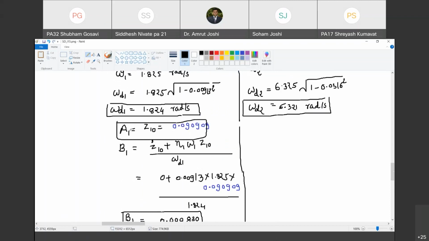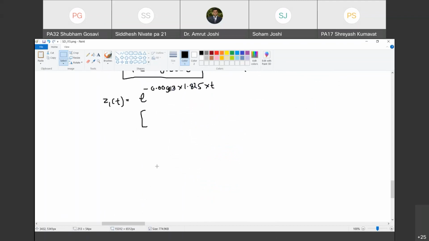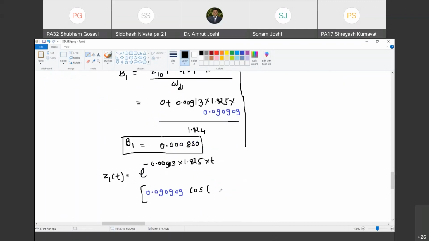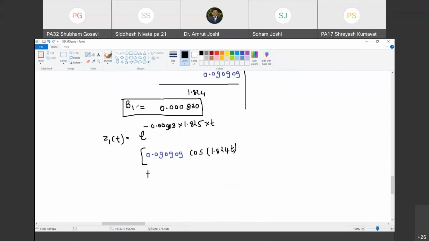So a1 is this value, 0 point whatever it is, cos of omega d1. So what is the omega d1 value? 1.824. Are you with me? Yes, sir. Plus B1, that is this, 0.00083 sine 1.824t. Happy?